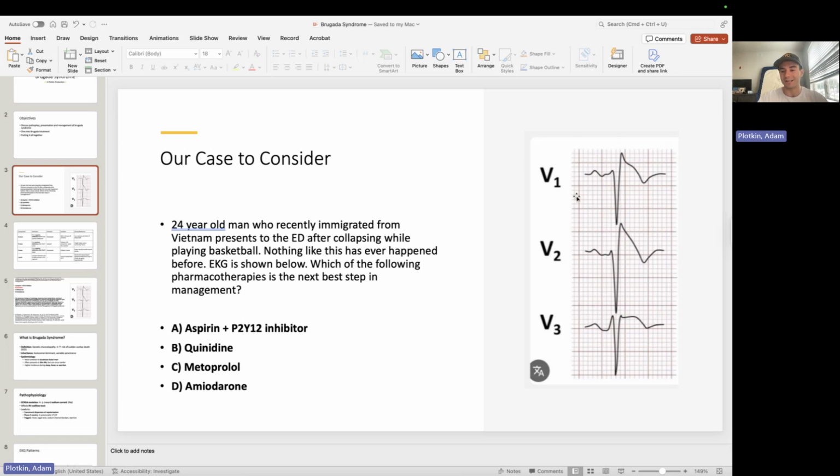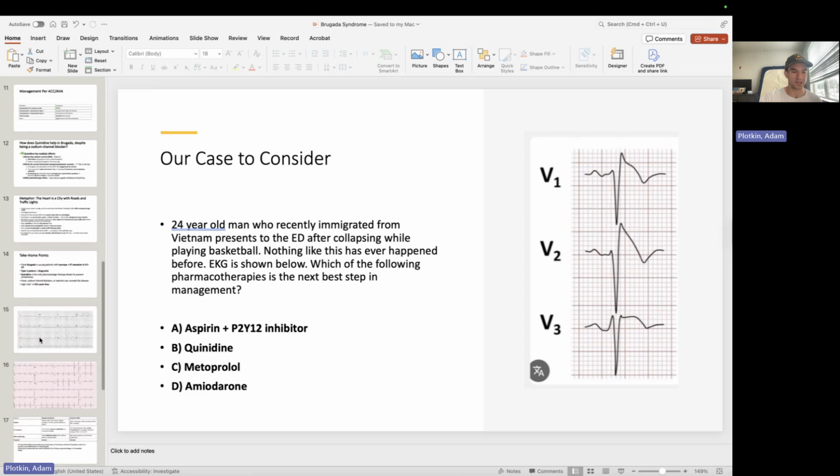And then when I look at the ST segments, it's again the classic coved ST segments with the inverted T wave in V1, V2, V3. Again, we'll see some images here.